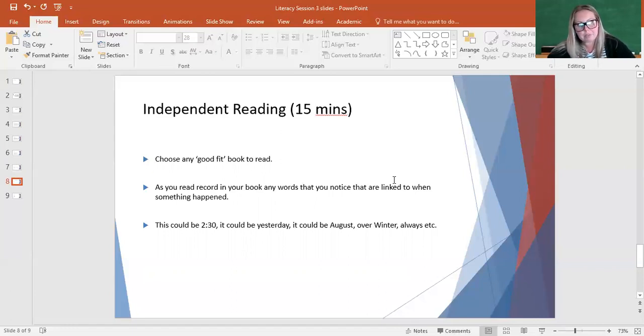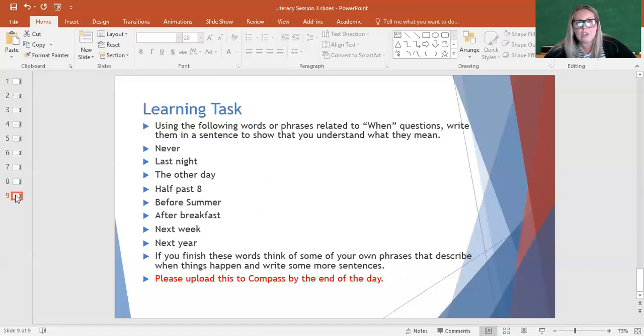You can pause the video now and go and do your independent reading, or you can watch what the learning task is going to be, then go and do your independent reading and then do the learning task. So your learning task, after you do your independent reading for 15 minutes today, is going to be using the following words or phrases related to when questions. You need to write these in a sentence to show that you understand what they mean.